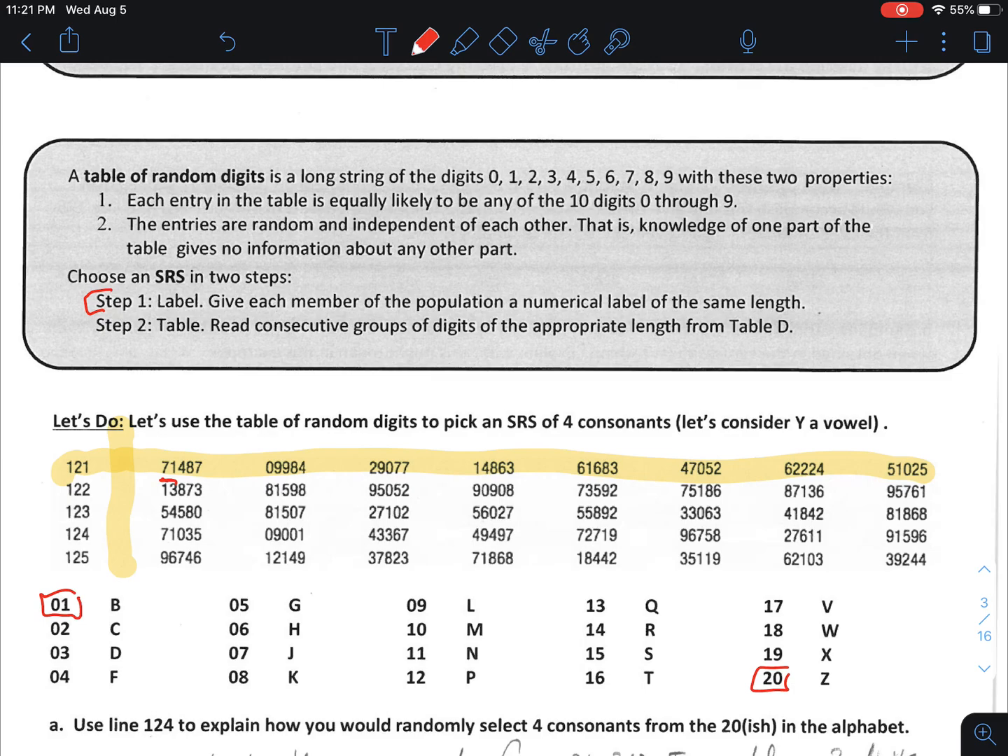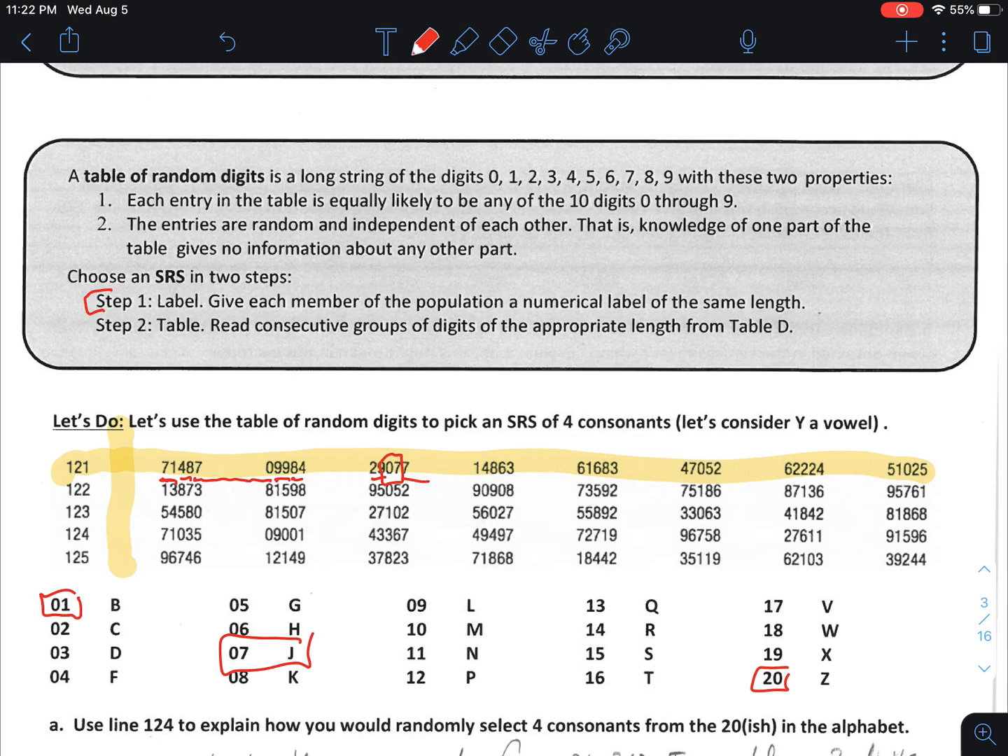The reason we're going 2 digits at a time is, again, because this is a 2-digit number, okay? 71. Is 71 one of our labeled digits, 01 to 20? It is not, so we just keep going. 48. Is that one of our digits from 01 to 20? No. 7 and then 0 is 70. Is that number? No. 99, is that one of our numbers? No. 84, is that one of our numbers? No. 29, is that one of our numbers? No. 07, see how that works? 07 is our first selected individual or letter here. So J would be the first thing in our sample, okay?